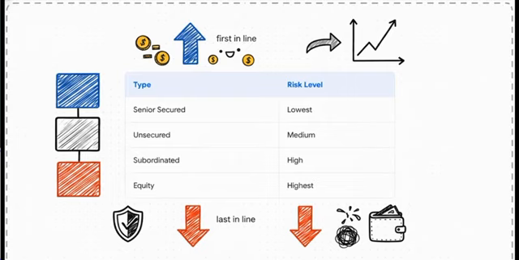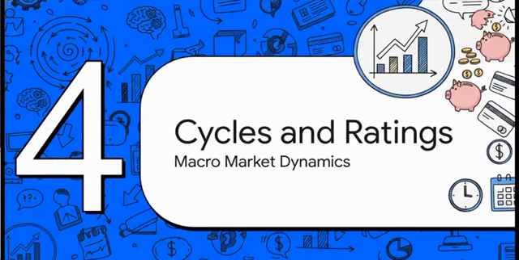Why does this matter? Because higher seniority means you are literally first in line to get paid during a bankruptcy. That means a lower loss given default. And as we just learned from our formula, a lower LGD directly translates to a lower overall expected loss and credit risk.